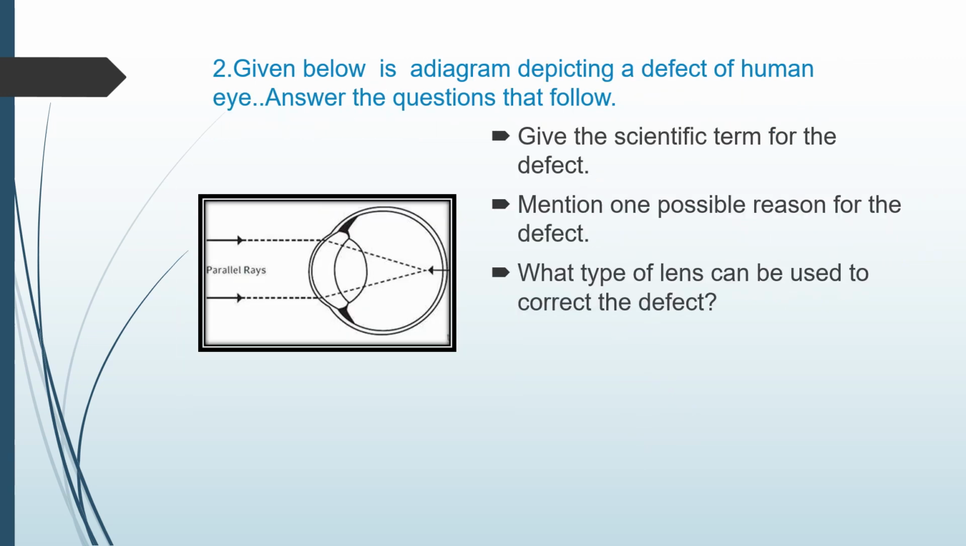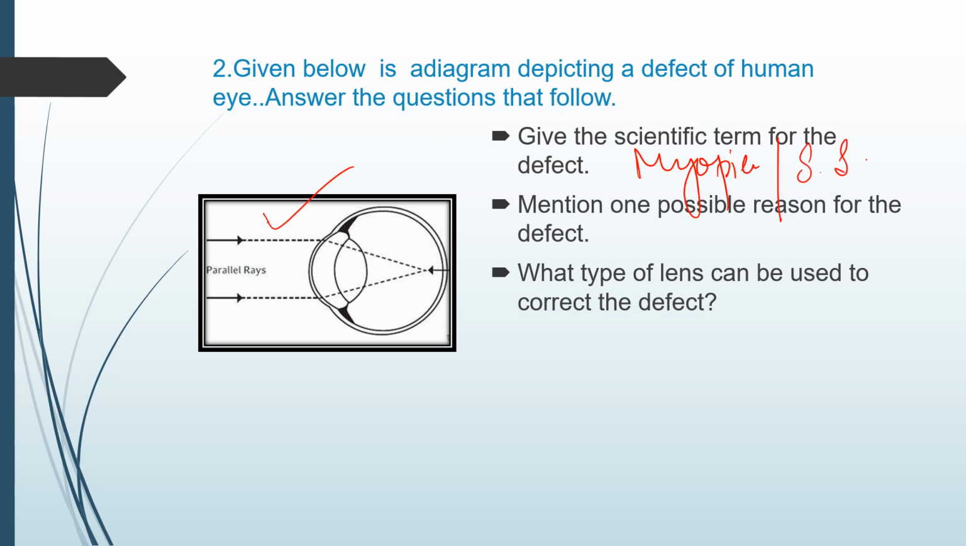Now the next question is similar to the previous one. Given below is a diagram depicting a defect of the human eye. Answer the questions that follow. Just observe the diagram. In the previous one, the image is formed behind the retina. In this one, the image is formed in front of the retina, because the light is focusing in front of the retina, and a blurred image is formed. Now, what is the scientific term and how can it be corrected? The scientific term is myopia. The previous one was hypermetropia. This is myopia, also called short-sightedness.